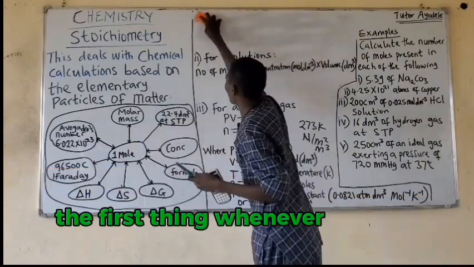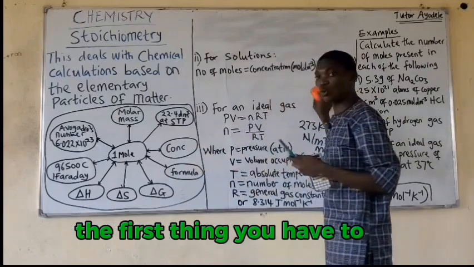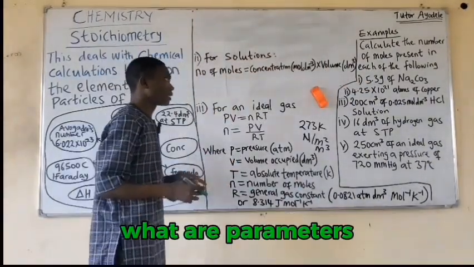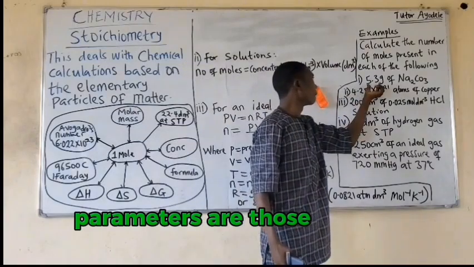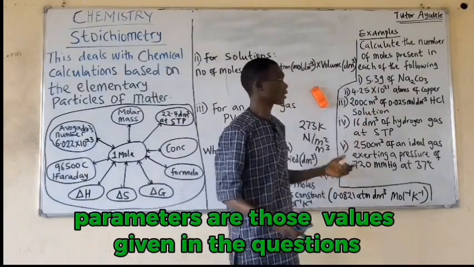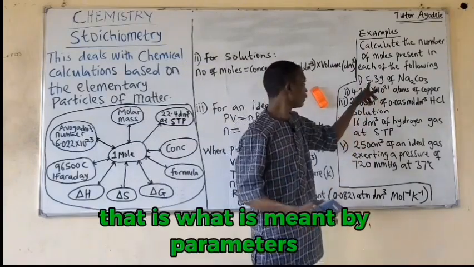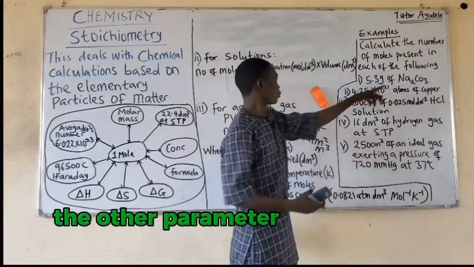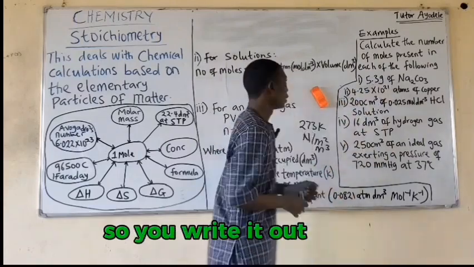Whenever you are given a question, the first thing you have to do, especially in theory, is to write out your parameters. What are parameters? Parameters are those values given in the questions. If you look at this one now, only one parameter was given. The other parameters, we have to calculate. So you write it out.